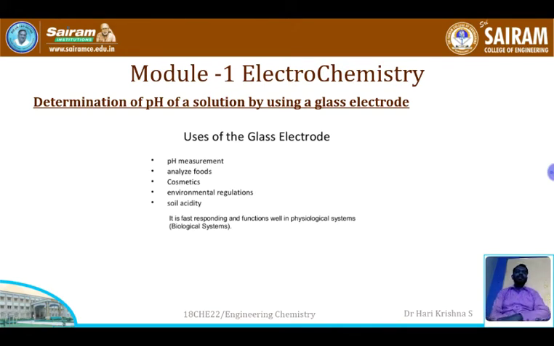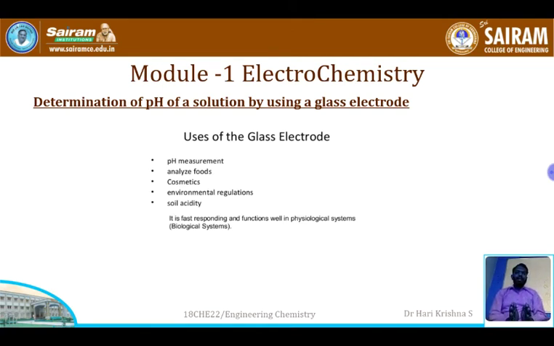The first thing that comes to our mind about the glass electrode is determination of pH. So, why is the glass electrode related to pH? Because the potential of the glass electrode mainly depends upon the concentration of H plus ions. As the concentration of H plus ion varies, the potential also varies. Why is H plus ion related to pH? Because the negative logarithm of H plus ion concentration is called pH.